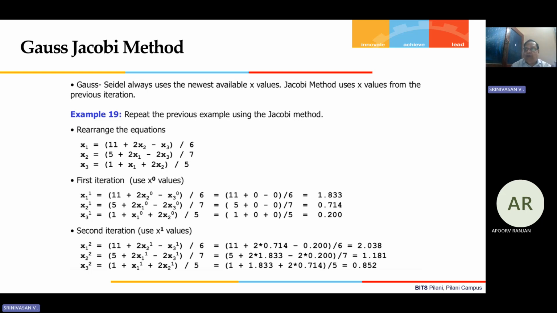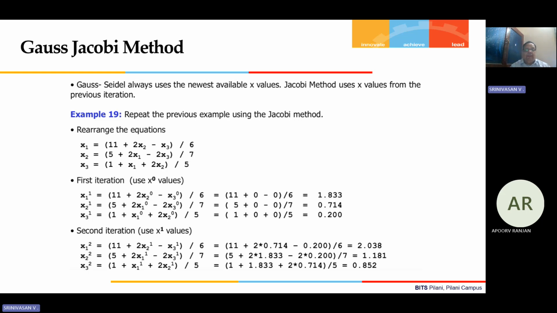Nothing is given for the x superscript 0 values. In that problem, it was given to take 0, 0, 0. Whether it is given or not, if it is given other than 0, you have to take, say, 1, 1, 1. If it is not given, it is always assumed to be 0, 0, 0. So you just see x1 superscript 1, first iteration: 11 plus 2 into x2 superscript 0 minus x3 superscript 0, divided by 6. Same formula. 11 plus 0 minus 0 divided by 6, 1.833. If you are able to recollect, it was 1.833. Up to this, okay.